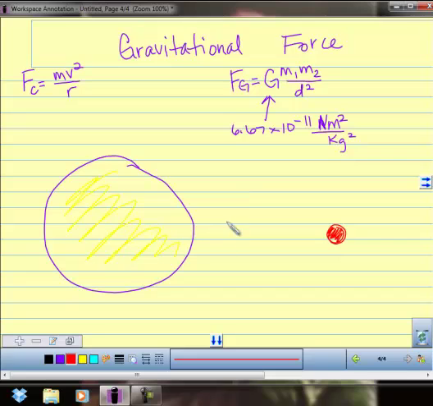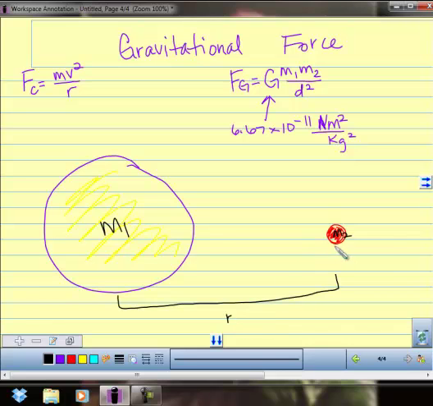All we have to do is determine the distance between the two. The centers is usually where we determine those from. And this is either our radius or distance. And then we just plug all that in. So the mass of the sun and the mass of Mars, we plug these in for M1 and M2. And then we square our radius.